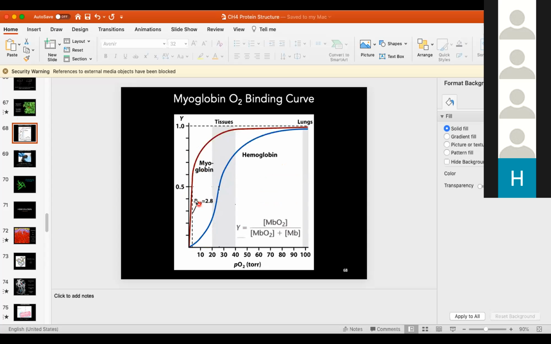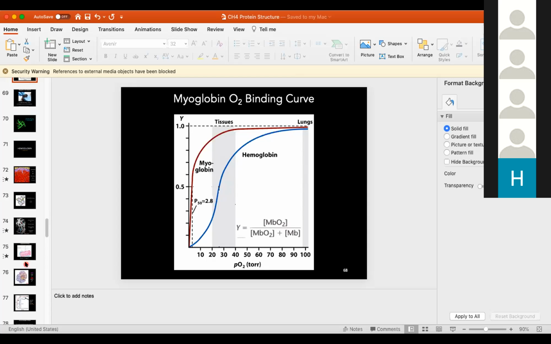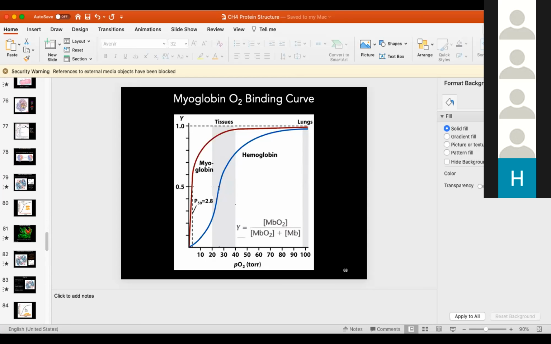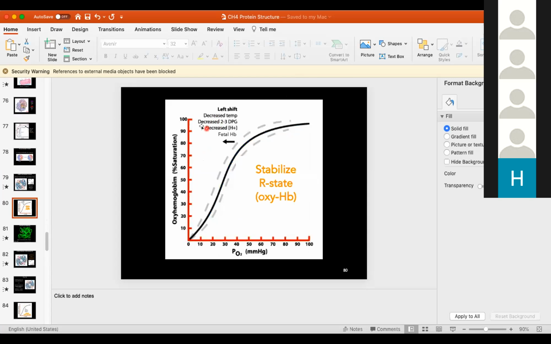If you think about these two on the same graph, and you were to move the hemoglobin curve to the left, that means it stabilizes the R state because it's getting more like myoglobin, which binds oxygen really tight, really well. And then again, the right shift essentially stabilizes the T state and kicks off the oxygens easier. So your goal would be to go through and rationalize why some of these things that I've mentioned here would create that shift.